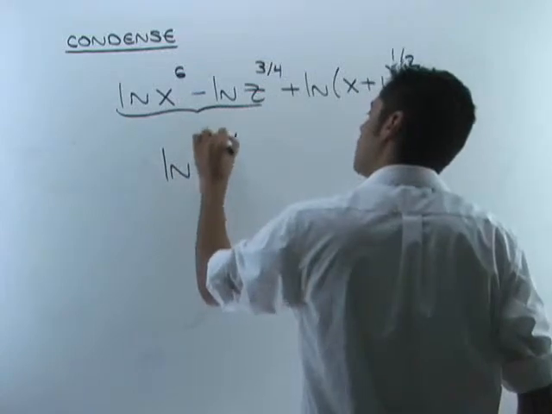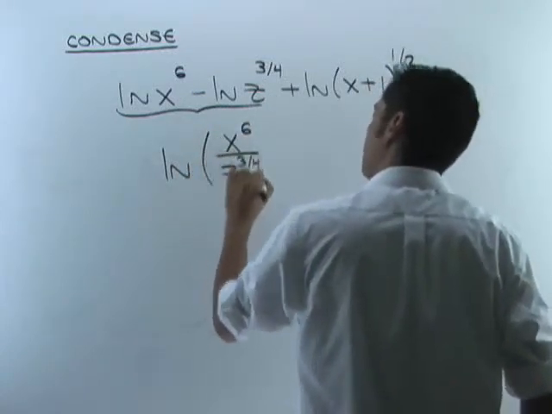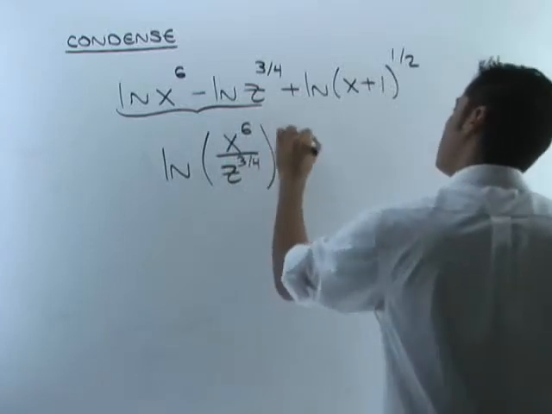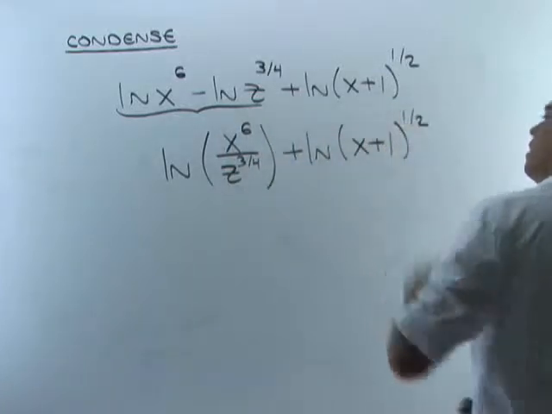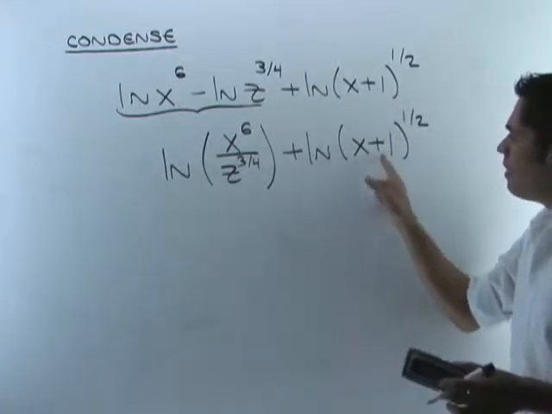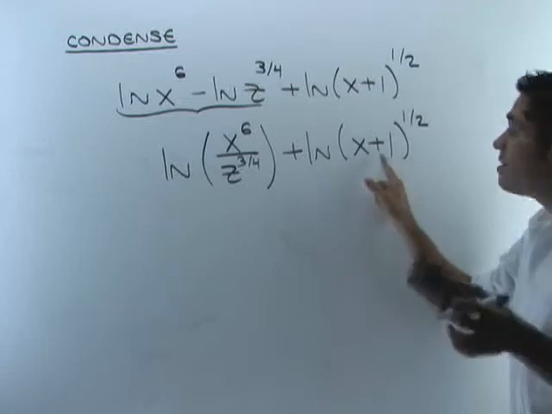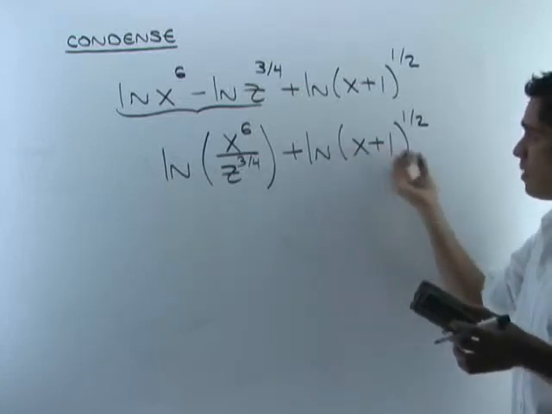So I have natural log, I'm going to have the x to the 6th on top, I'm going to have z to the 3/4 on bottom. Then I still have plus natural log of x plus 1 to the 1/2. Now don't get confused here. We do not have a property that allows us to do anything when we have two things being added inside of a log, right? Only when they're being multiplied. So we can't do anything with this. We can't break this up.